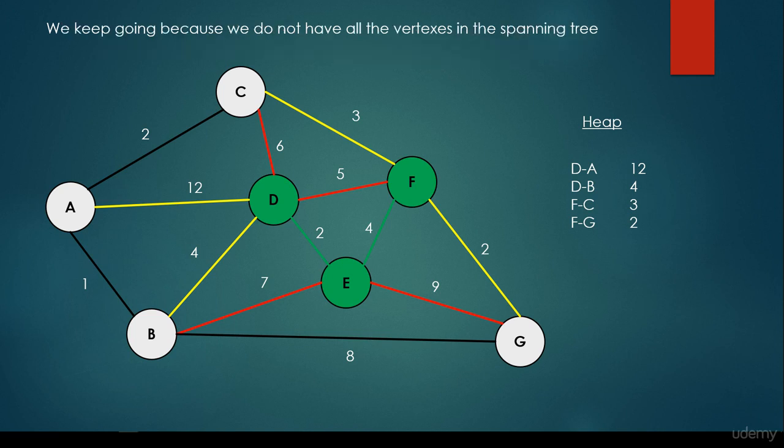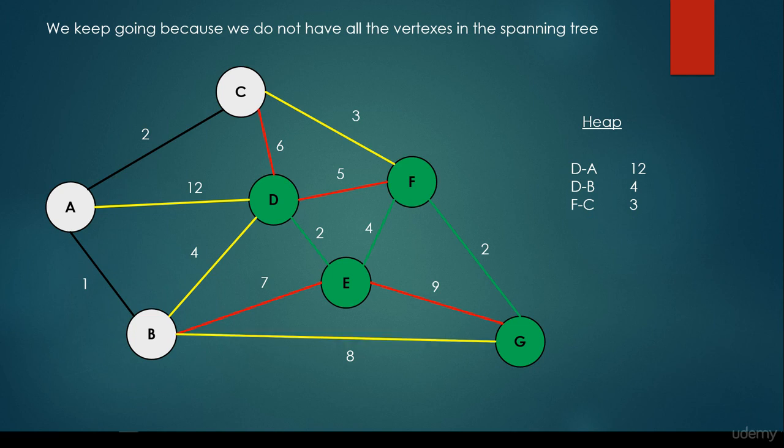Okay, then we keep going because we haven't visited all the vertices in the graph. So we get the edge from the heap and it's going to return the one with the minimum edge weight. It's going to be the edge between F and G, so we include the vertex and the edge in the minimum spanning tree. We remove it from the heap and we visit all the unvisited neighbors of G.